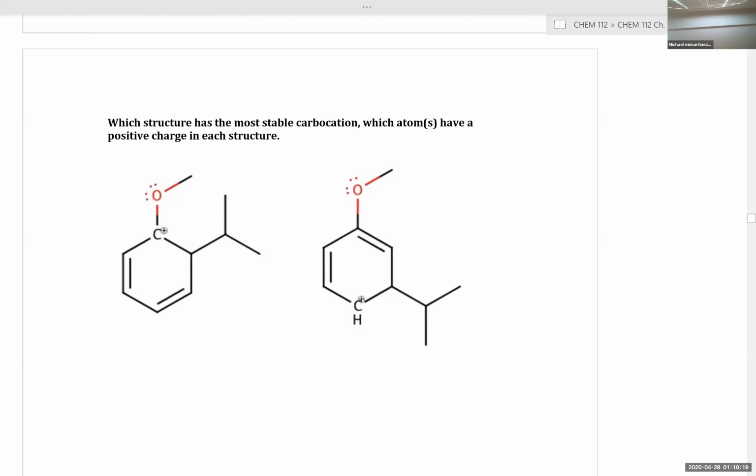This one is another variation. So with this idea in mind, I'd like you to try this kind of problem one more time, and tell me which structure has the most stable carbocation and which atoms have a positive charge in each structure. And to do this, you're going to need to draw resonance structures. I'll give everyone about 3 to 4 minutes, and I'd like you to tell me whether A or B has the most stable carbocation. And again, the word Friedel-Crafts alkylation springs to mind. But for now, we're just analyzing some carbocations here.